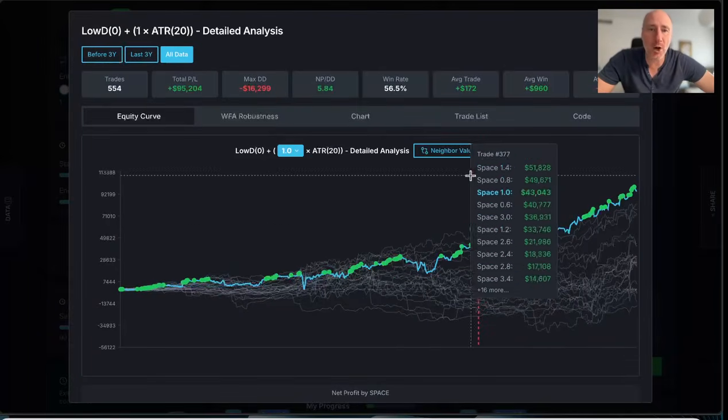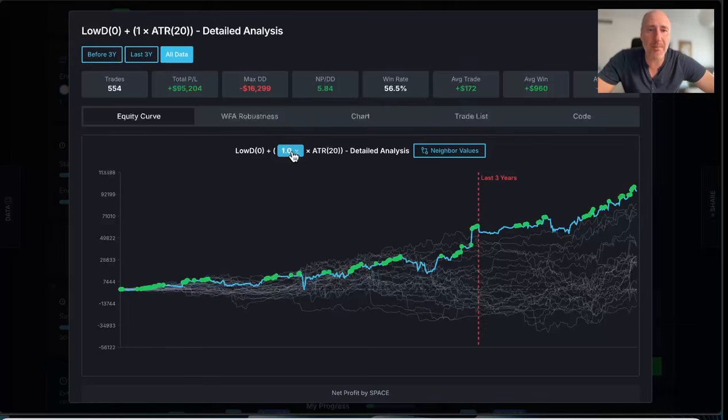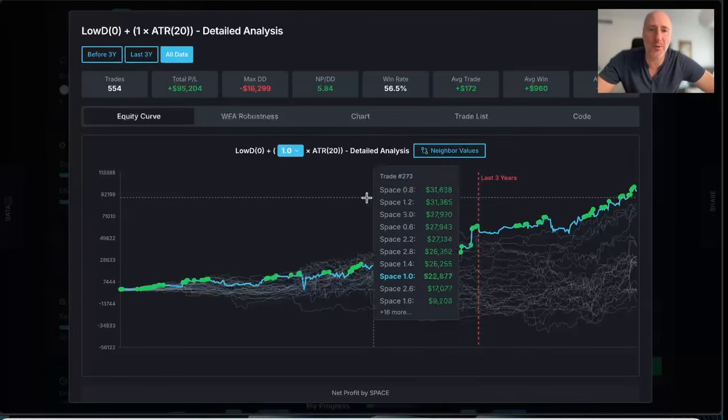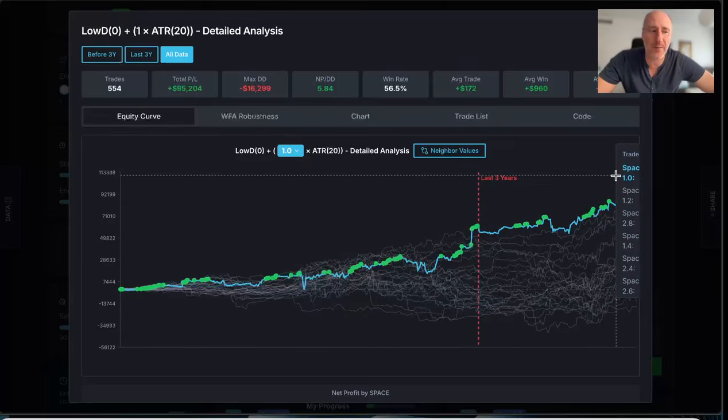So now we know that this model, low of the day plus ATR 20, is a good one. The next check we have to do is to see that the neighbor values would work as well, 0.8 or 1.2. Because if these neighbor values fall apart, we again have nothing. We have just overfit crap, which we do not want. So we need to also check the neighbor values.